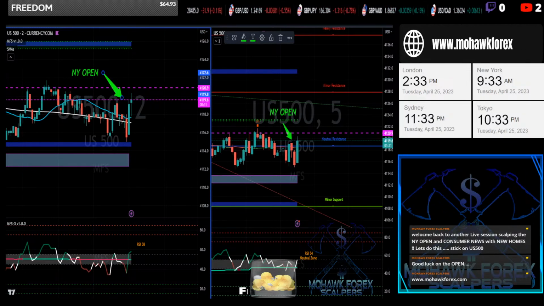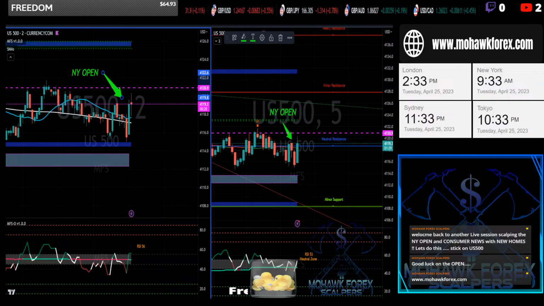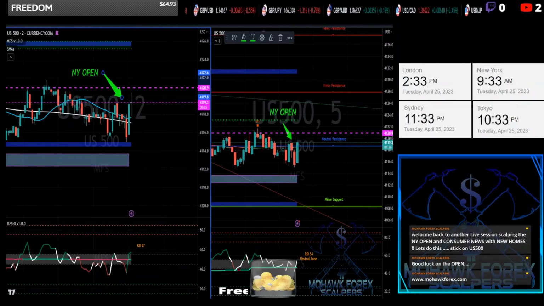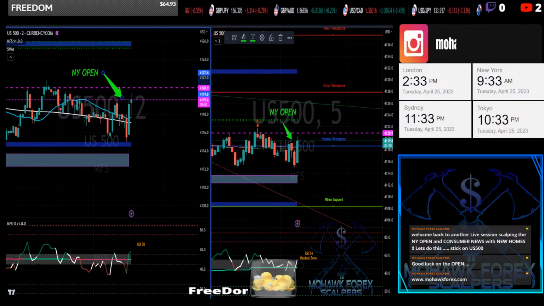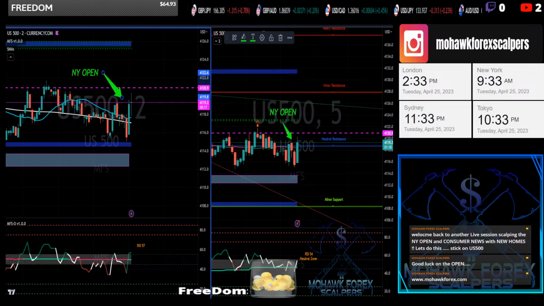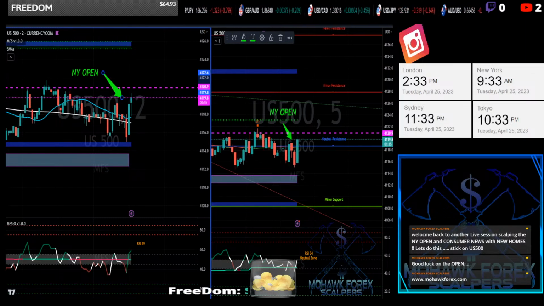We're above the 20 and the 200. RSI is 56, pushing back down again. So we're going to see if this goes red. It's fighting. You can see the candle on the 2 minute.